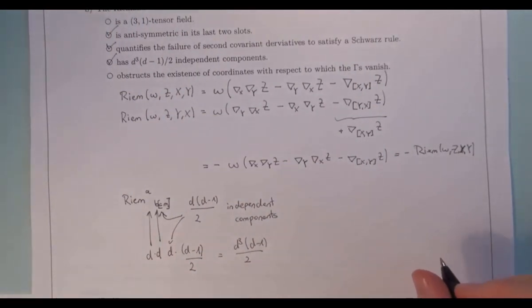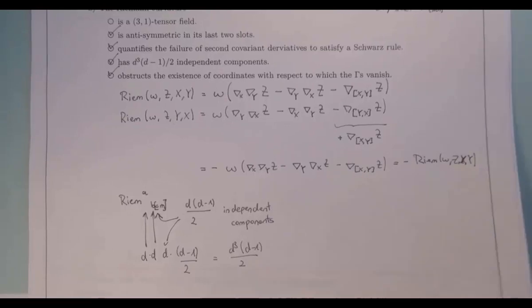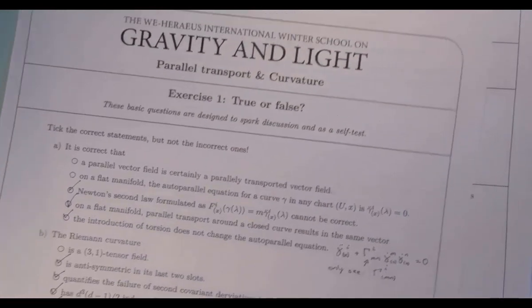And the Riemann curvature, if it is non-vanishing, obstructs the existence of coordinates with respect to which the gammas vanish. Yes, this is true. As we will see in a second, the Riemann curvature is fully determined by the connection coefficient functions, and thus if the curvature doesn't vanish, this means that the gammas cannot vanish everywhere. So this is correct. We now have exercise 1 done, and we move on to exercise 2.